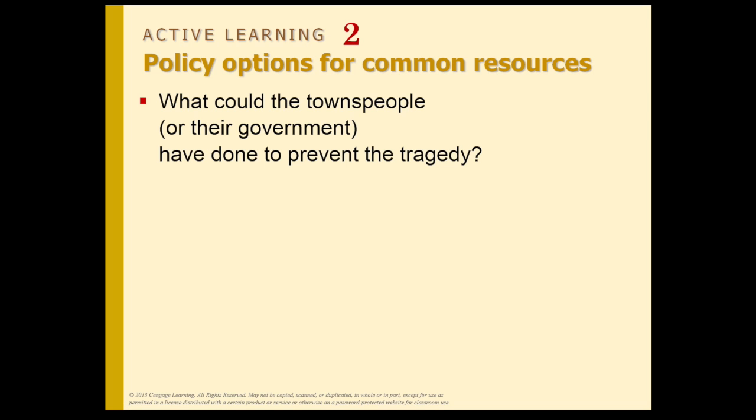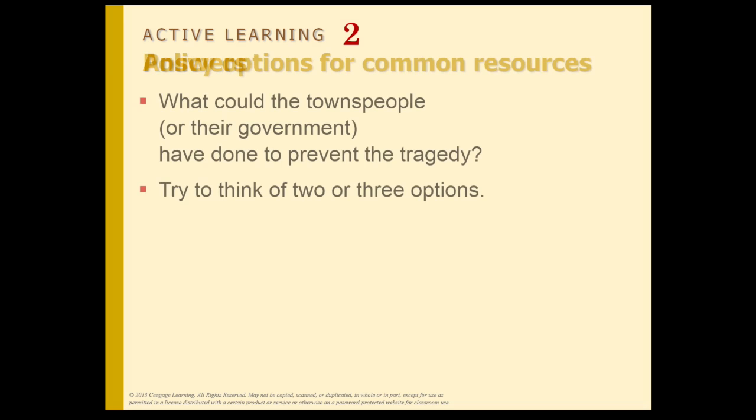So let's think, what could the townspeople or a government have done to prevent the tragedy? Okay, think of 2 or 3 options. And click pause, write these down. Some of them are going to be really simple to come up with, and then come back.